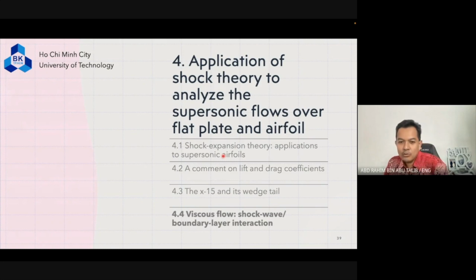Now we want to move into the final subtopic, which is to talk about viscous flow, shockwave boundary layer interaction. So this is also an important subtopic to look into, the application of shock theory to analyze the supersonic flow over a flat plate and airfoil.